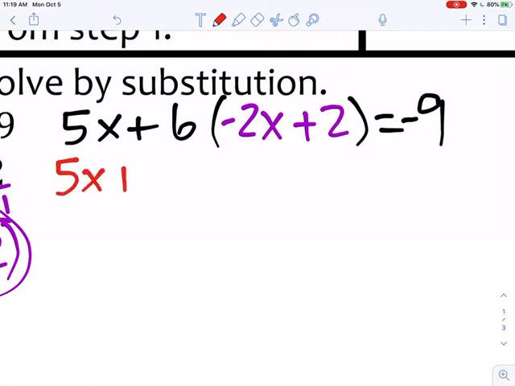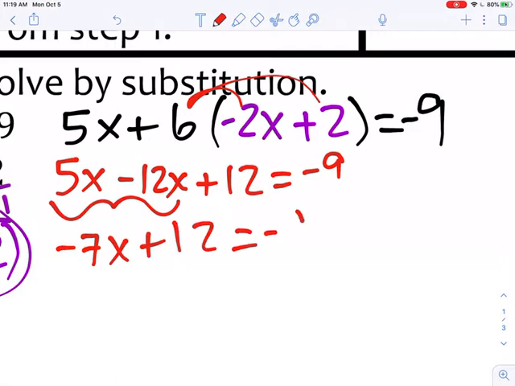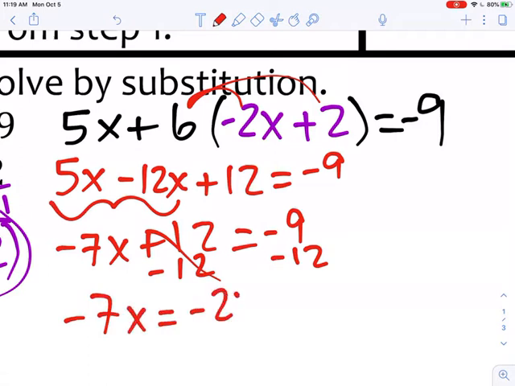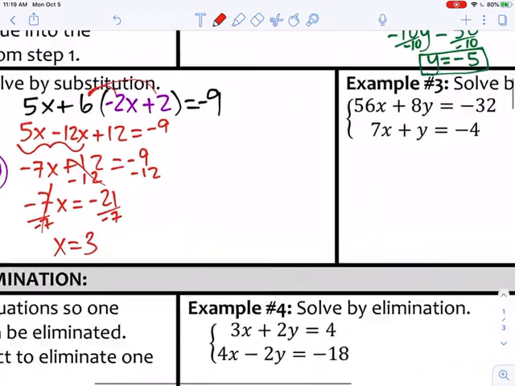So we'll have 5x plus 6 times -2, so minus 12x plus 12 equals -9. Find our like terms. So that is -7x plus 12 equals -9. Subtract our constant in this case. -7x is equal to -21. And divide by the number linked to x. And x equals +3. So again, we are halfway there.